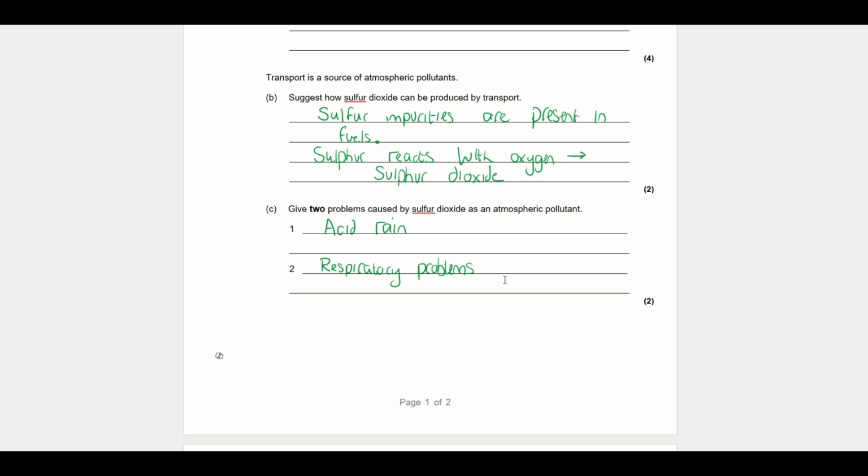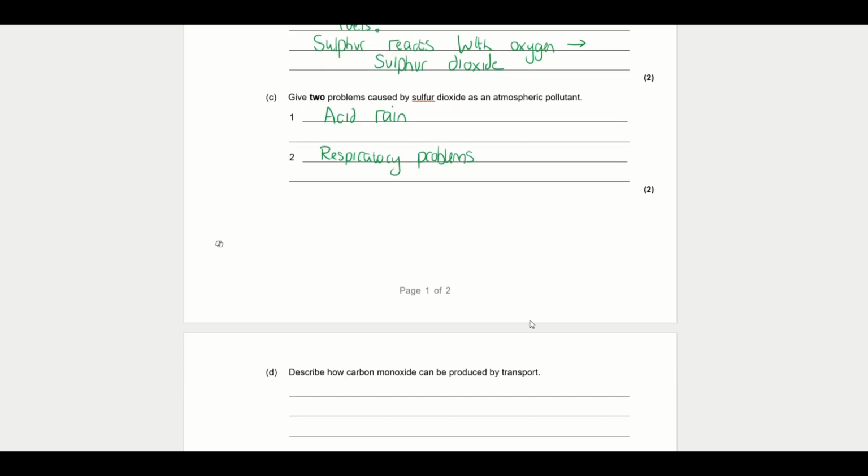You're not going to get things like global warming or toxic. They're not going to allow those. It's better to say acid rain, respiratory problems. Your carbon dioxide, if they ask about that, that causes global warming. That's okay to say that. But sulfur dioxide is quite specific. It's acid rain, and in this case, respiratory problems. So a couple of questions there that are quite common.